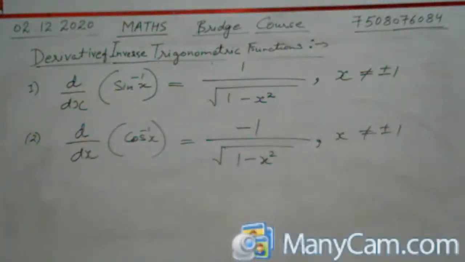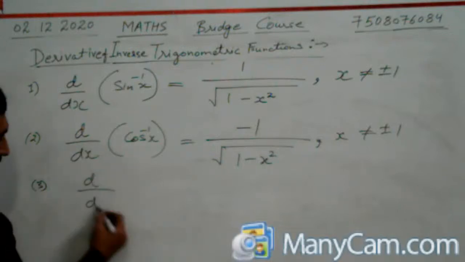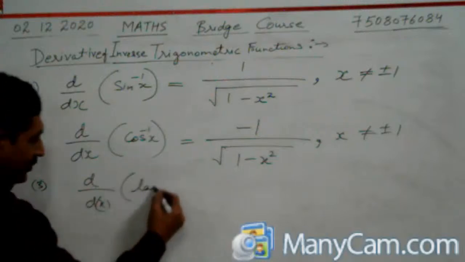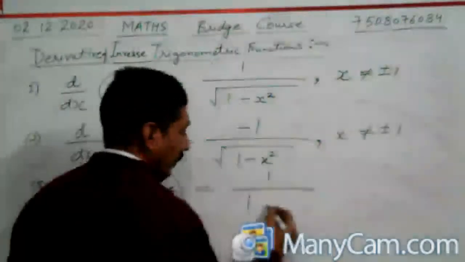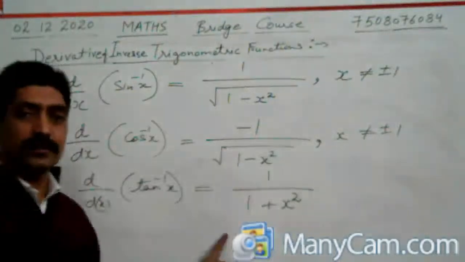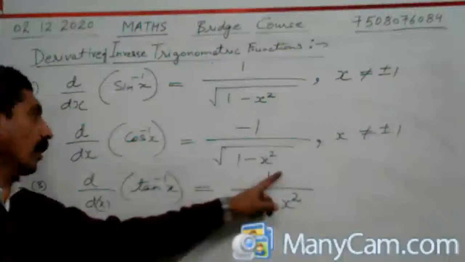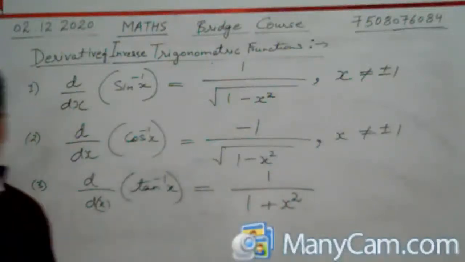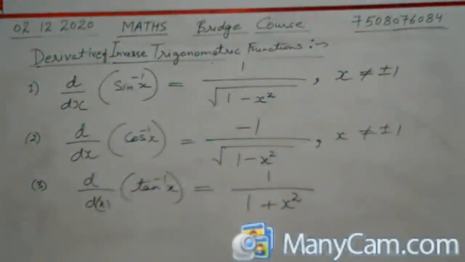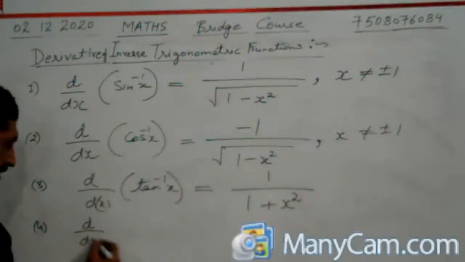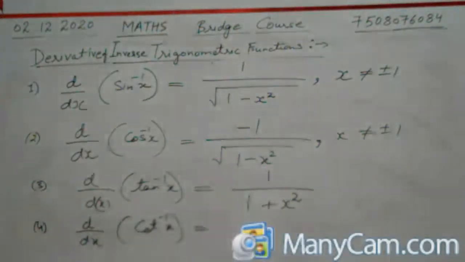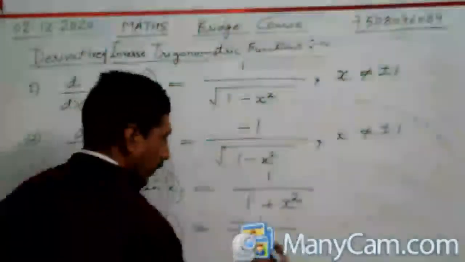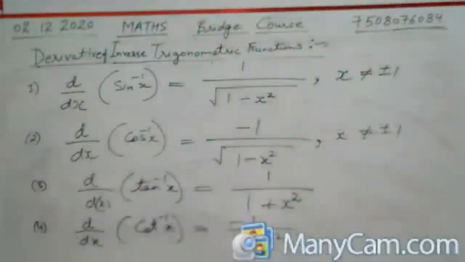Then the derivative of tangent inverse, d/dx of tangent inverse x, is 1 upon 1 plus x square. Next is cotangent inverse: dy/dx of cotangent inverse of x is minus of 1 upon 1 plus x square.